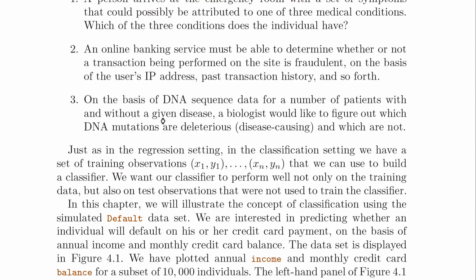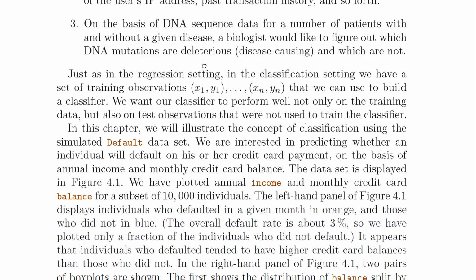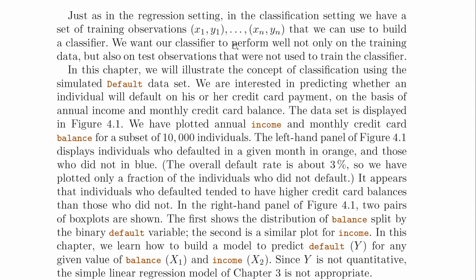Just as in the regression setting, in the classification setting, we have a set of training observations. It's these N observations, patients, persons, companies, transactions, phone calls, you name it, that we can use to build a classifier. We want our classifier to perform well, not only on the training data, but also on test observations that were not used to train the classifier.